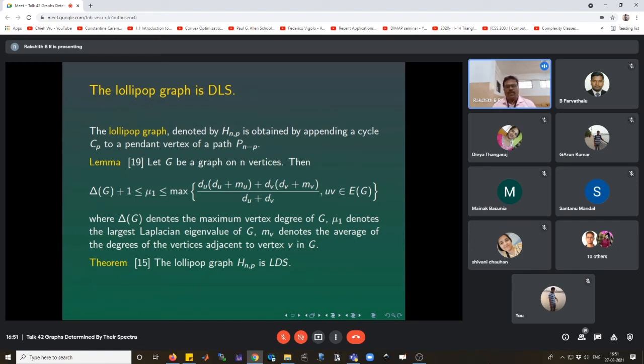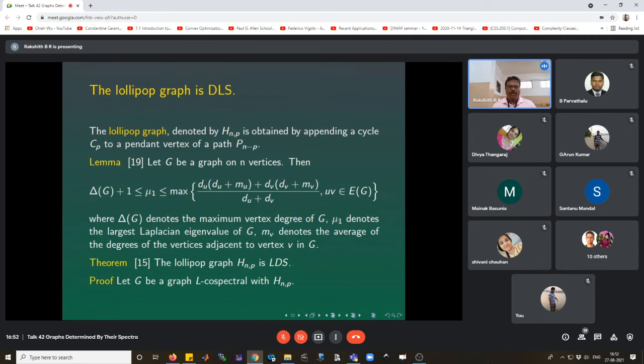If you want to prove this, as usual, you start by saying that some graph G is Laplacian co-spectral with the lollipop graph. So let me say that G is L co-spectral with the lollipop graph. The idea of the proof is as follows. We need to show that the maximum degree of G is 3, and it has only one vertex of degree 3, one vertex of degree 1, and all the remaining vertices are of degree 2.